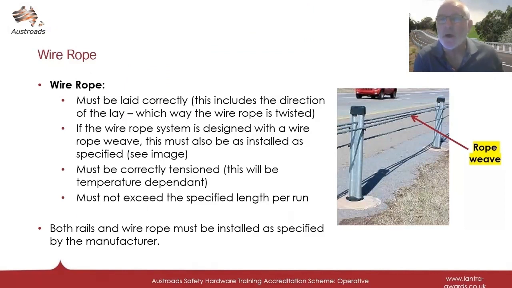Moving on to wire rope. Wire rope must be laid correctly. This includes the direction of the lay, which way the wire rope is twisted. If the wire rope system is designed with a wire rope weave, this must also be installed as specified. It must be correctly tensioned. This will also be temperature dependent. It must not exceed the specified length per run. Both rails and wire rope must be installed as specified by the manufacturer.